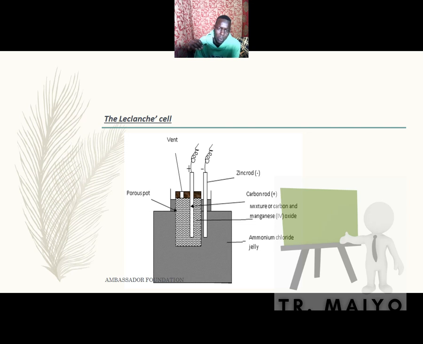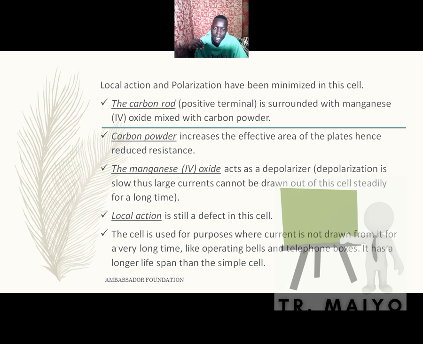Zinc rod and carbon rod, those are the terminals of the cell. A mixture of carbon and manganese oxide, their role is depolarization. Ammonium chloride jelly is the electrolyte. Now again, we still have those two problems, local action and polarization, but they are so much minimized.